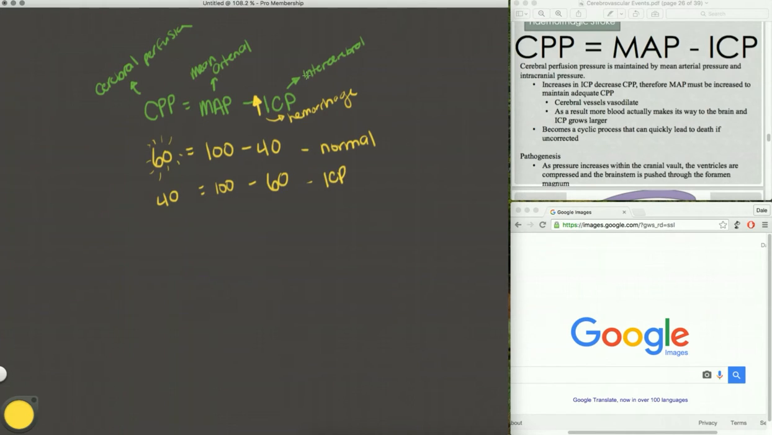So in order to compensate, there's not much we can do in terms of intracranial pressure. This patient's bleeding within their brain. Unless we stop it or get rid of the blood, there's nothing we can do about it.